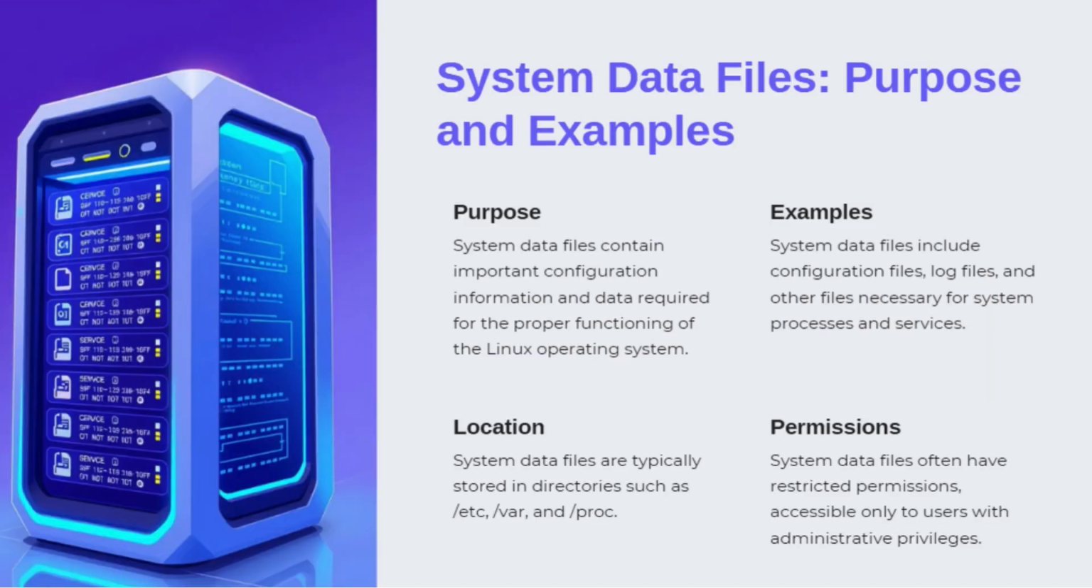The second file type we are going to talk about is system data files. What is the purpose of this file? System data files contain important configuration information and data required for the proper functioning of the Linux operating system. Examples: system data files include configuration files, log files, and other files necessary for system processes and services. Location: system data files are typically stored in directories such as etc, var, and proc. Permissions: system data files often have restricted permissions, accessible only to users with administrative privileges.